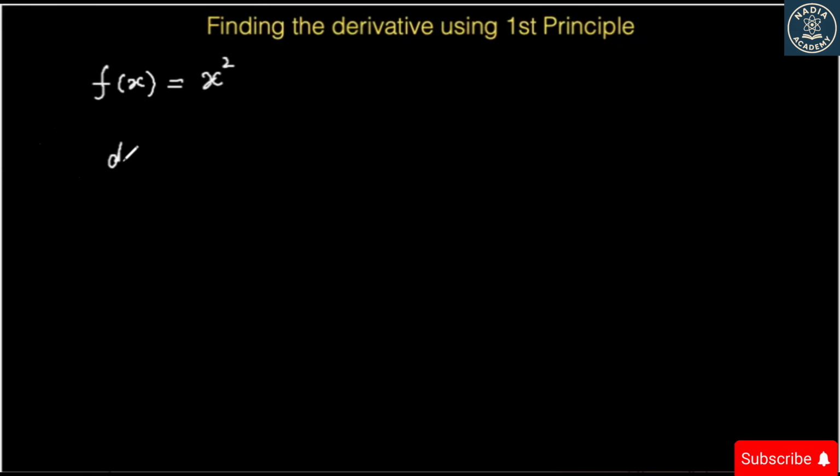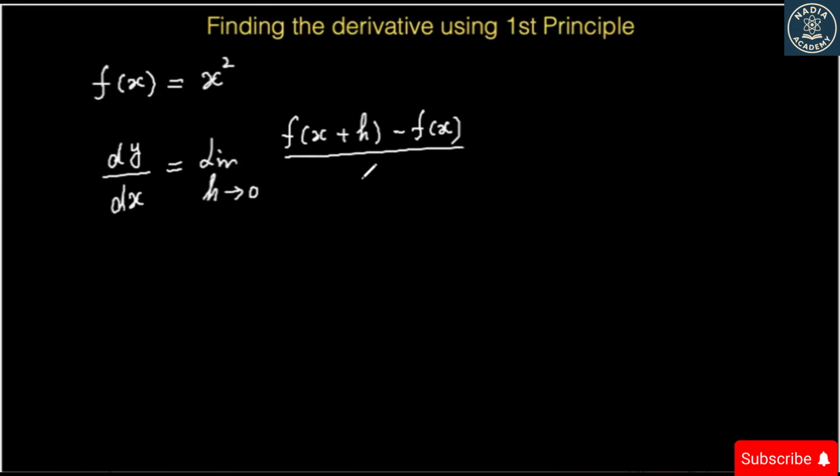So what is the definition? The definition is the following: dy over dx is equal to the limit as h approaches 0 of f of x plus h minus f of x, divided by h. Now, what is f of x? It is x square. So what will be f of x plus h? That will be simply x plus h, and its square.